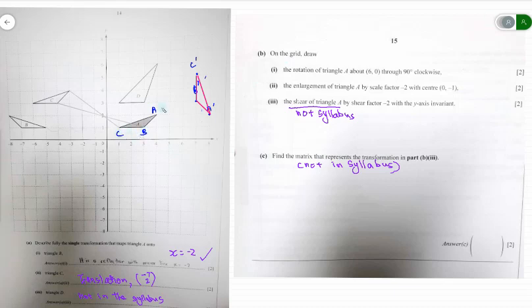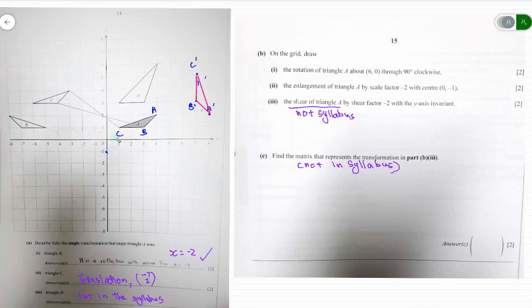A, B, C, this A prime, B prime is here, this C prime. So this one can remove. Draw again. Okay. Now, enlargement by a factor of -2 with center 0, -1. So basically we are looking at this point.